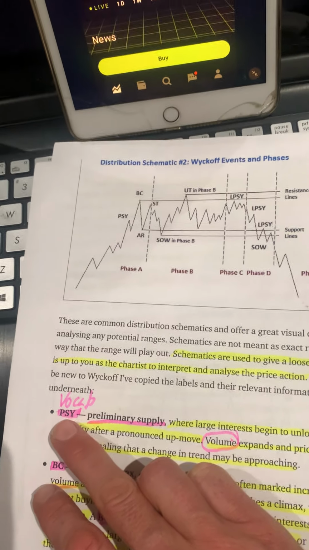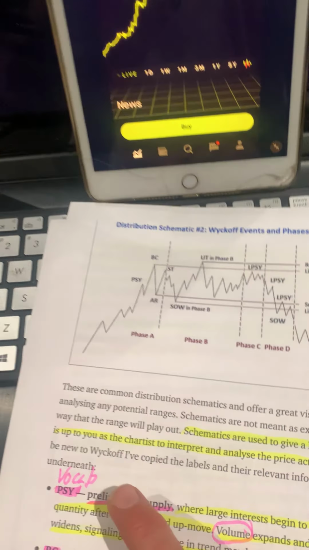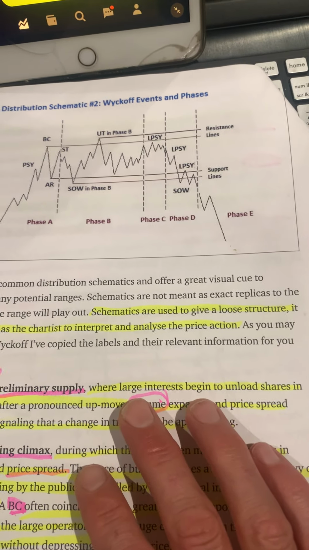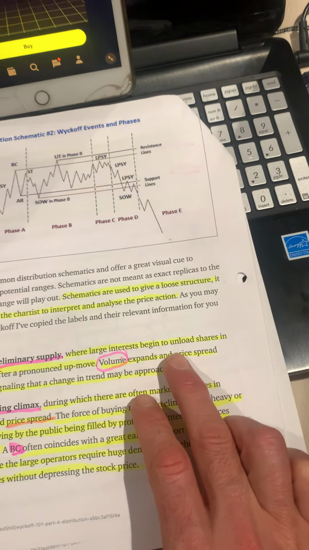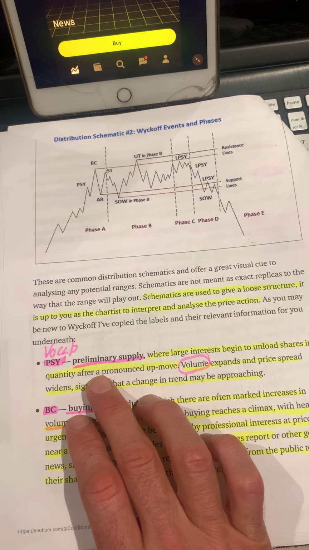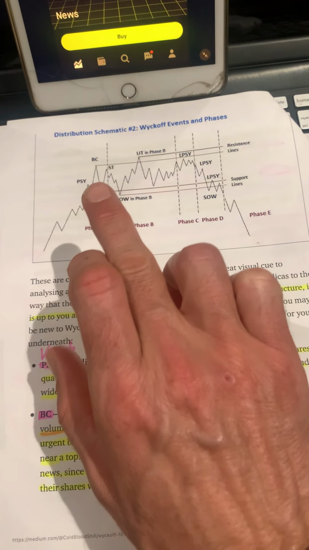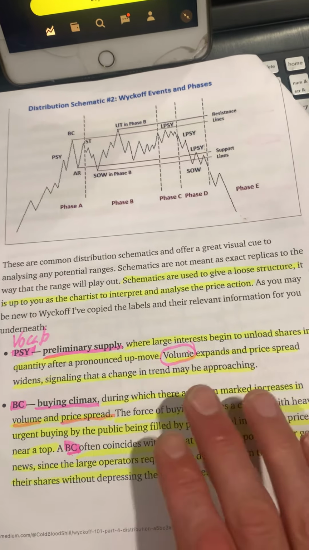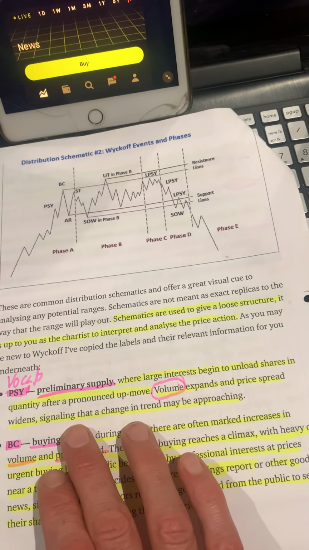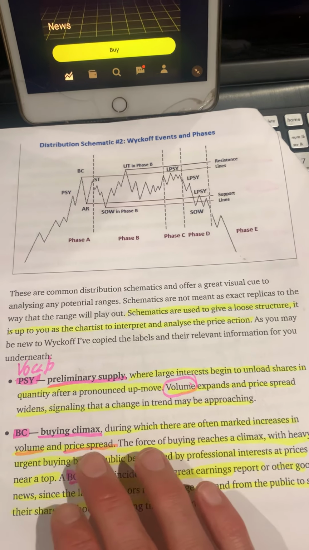PSY, that's not psychiatrist, or I'm psycho. It's PSY right there. It's just a point. Preliminary support or supply. What is that? Where large interests begin to unload shares in quantity after a pronounced up move. Not me. I don't take, yeah. Volume expands and price spread widens, signaling a change in the trend may be approaching.